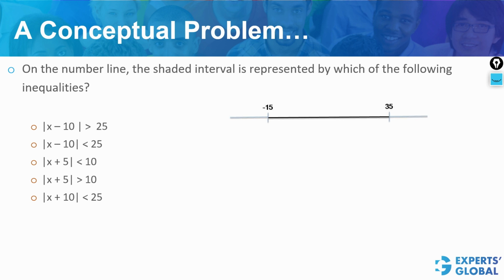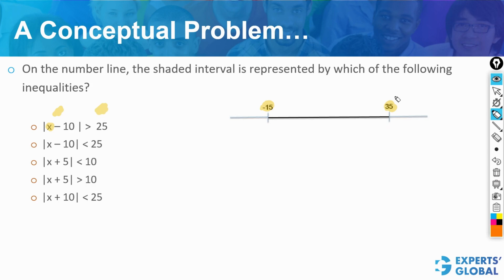Please pause the video and solve this problem. An interesting property of inequations is that when the border values are put in the inequation, the left-hand side and the right-hand side become equal. Therefore, the correct answer choice must be such that when we put minus 15 in place of x, or when we put 35 in place of x, the left-hand side and the right-hand side must become equal.